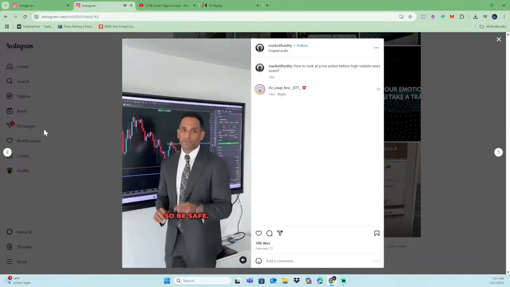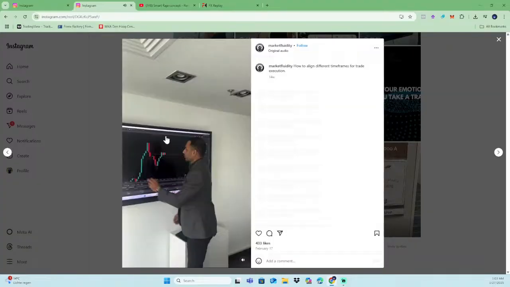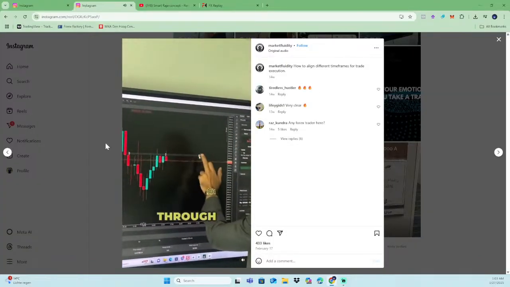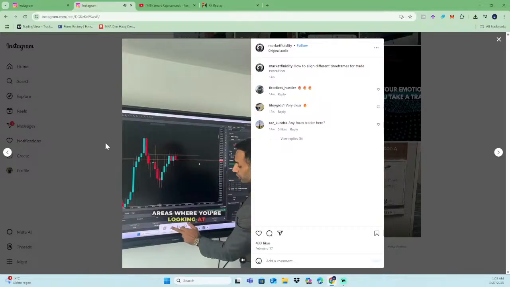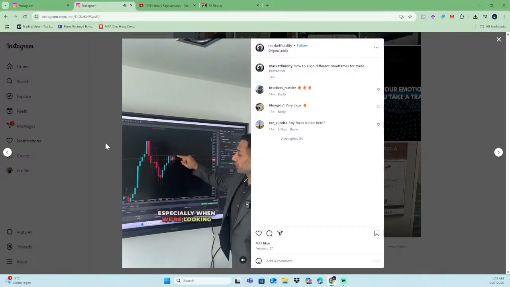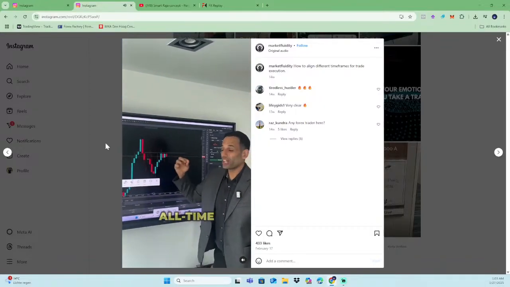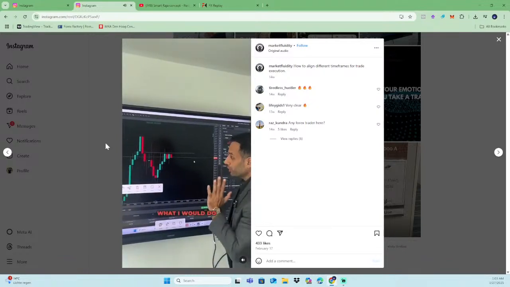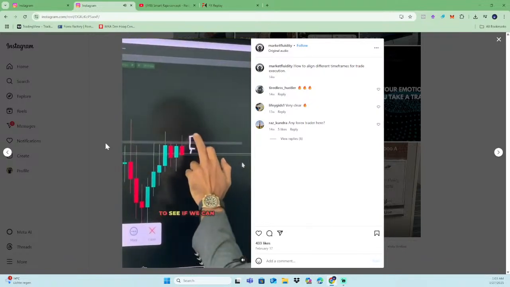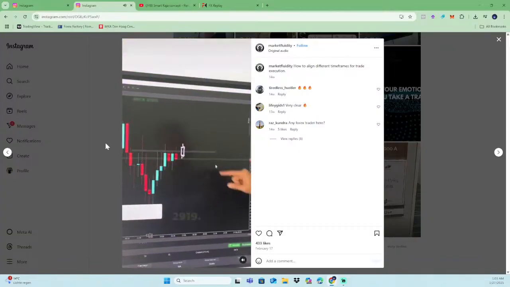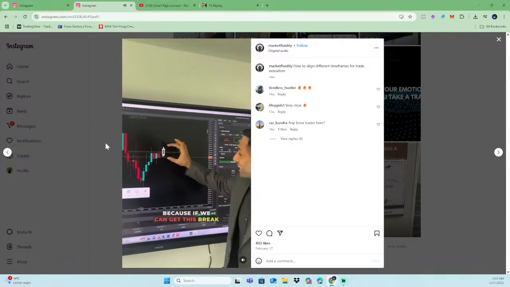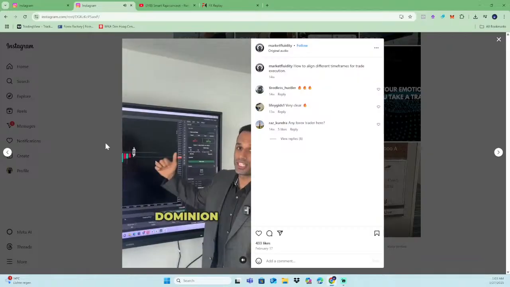Okay, so be safe. Let me show you how to navigate through rejection areas where you're looking at price action, especially when we're looking right over here and gold is trying to make all-time highs. Take a look at this. What I would do is wait to see if we can get a candle to break and close above 29.19.